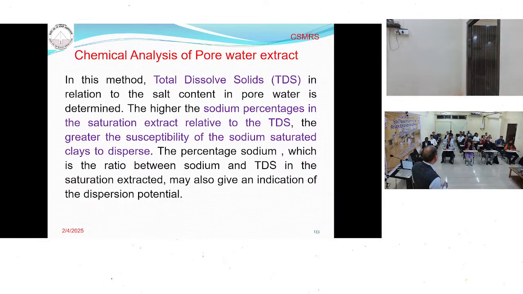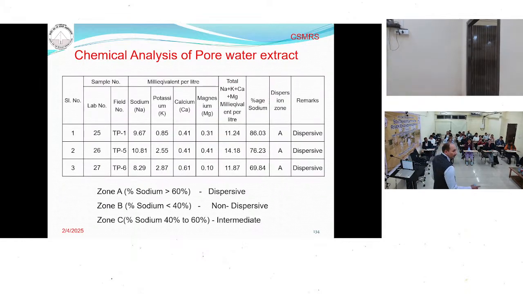The last one is the chemical analysis of pore water extract, because we are talking about the sodium. Here we are determining the percentage of the salt in the soil by the chemical method. So we take the pore water and determine the percentage of calcium, magnesium, sodium, and potassium. Based upon that, we determine the percentage of sodium on the basis of the total salt percentage in the pore water.